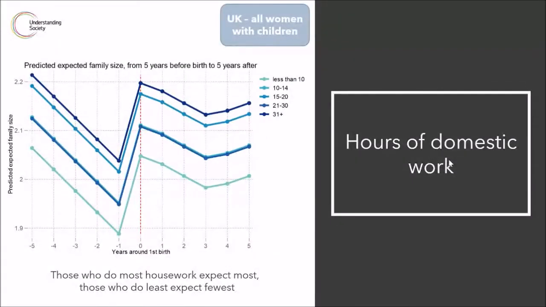Well, I looked at this in the UK because I have information on hours of both paid and unpaid work. And looking amongst all women who had children, I've stratified them here by hours of domestic work. And what I found was that those who do the most hours of domestic work, this dark blue line here, expect overall more children over time. And those who do the least housework expect fewest children over time.